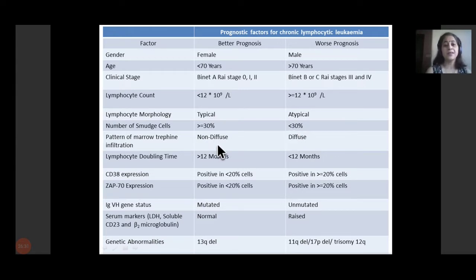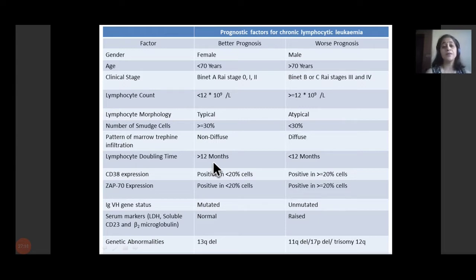Pattern of marrow involvement, as I said, non-diffuse is always better, and diffuse is poor, and it's a telltale sign of the bulk of the CLL cells in the marrow. Lymphocyte doubling time is very important. And what do we mean by this? Suppose today we do the CLL count, the absolute lymphocyte count, and do the workup, and after a year the count is nearly the same. That means the cells are not multiplying fast, they are not doubling, and this gives a better prognosis.